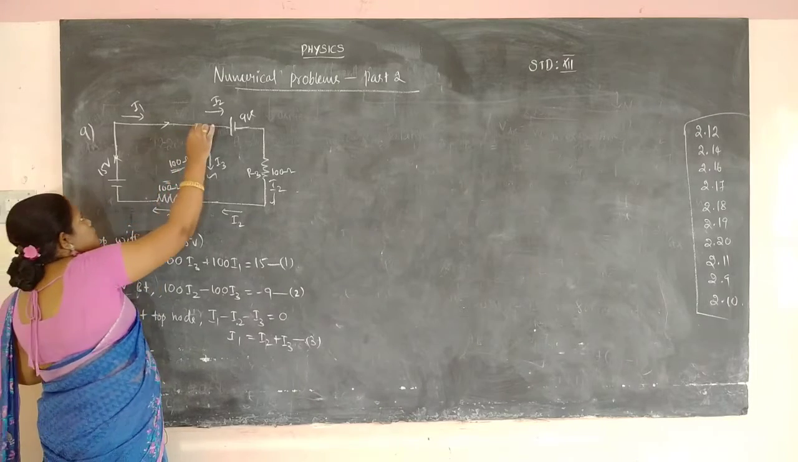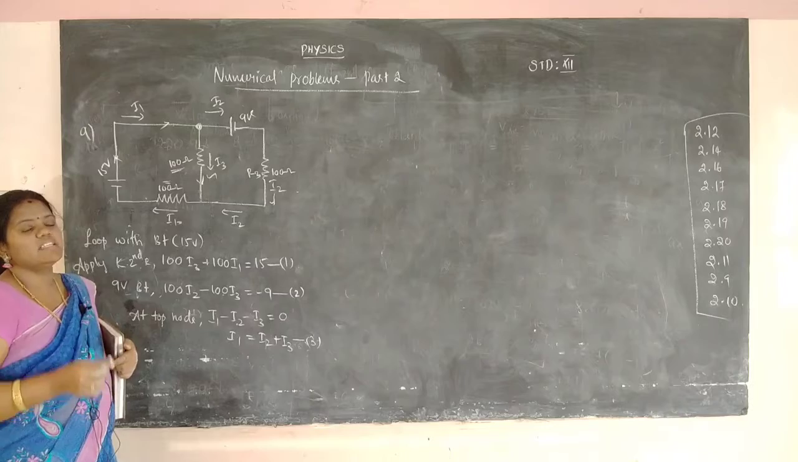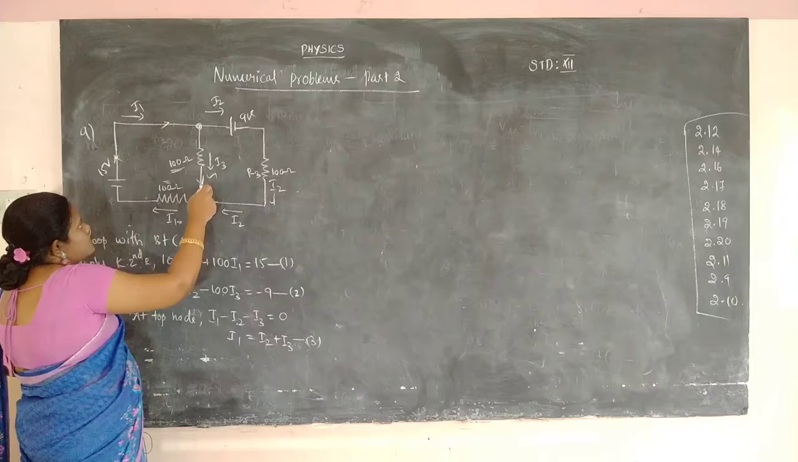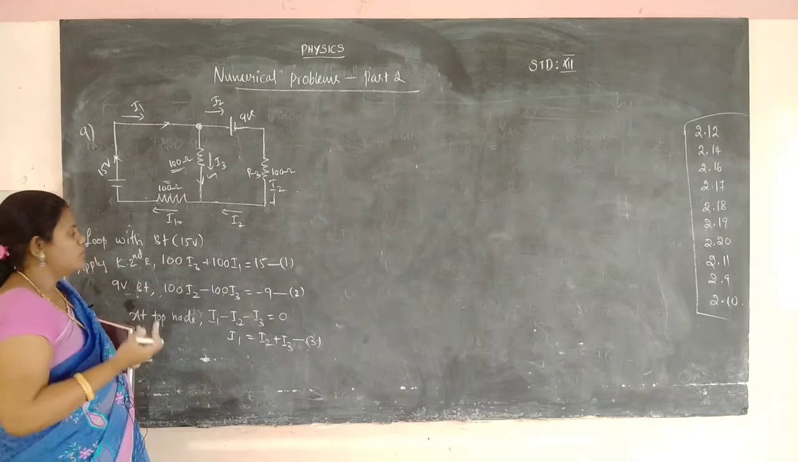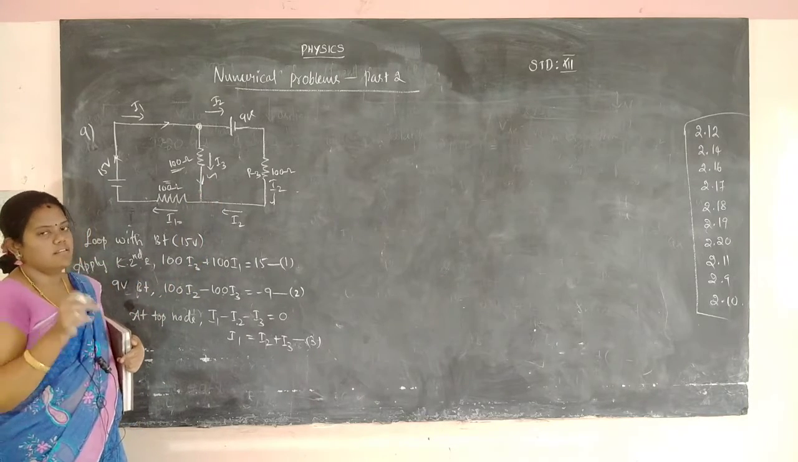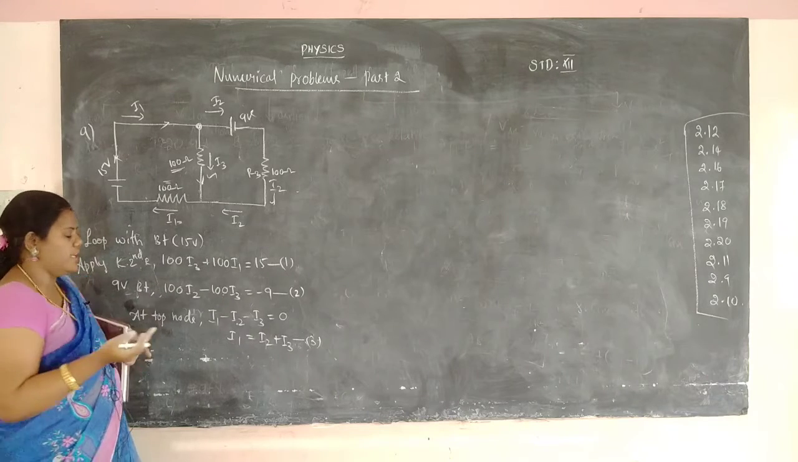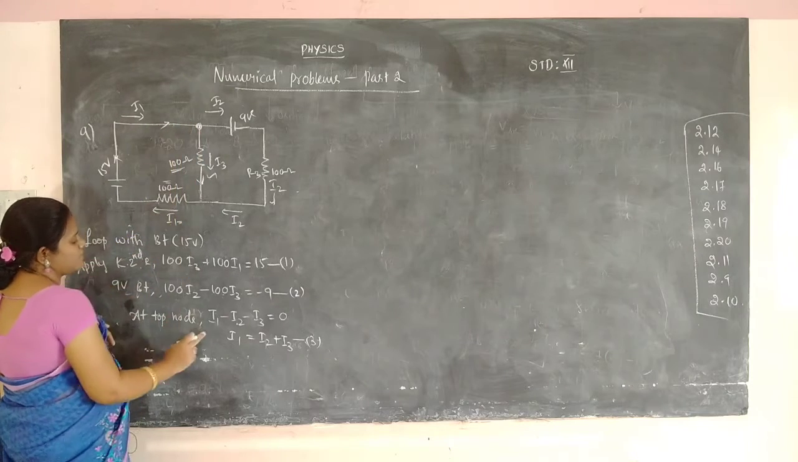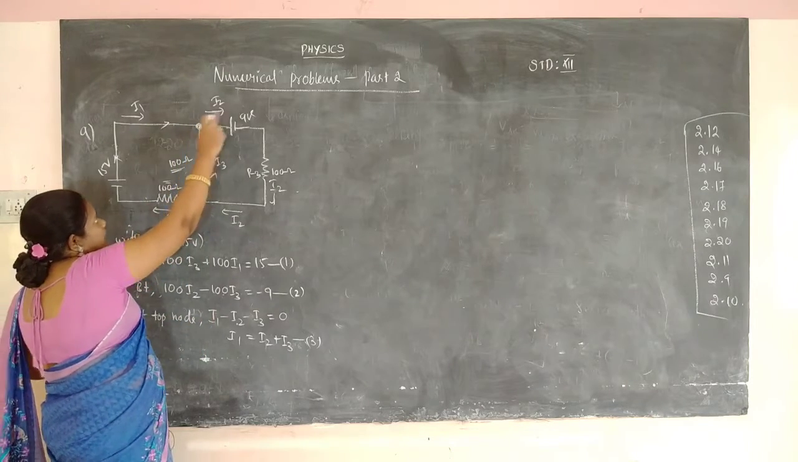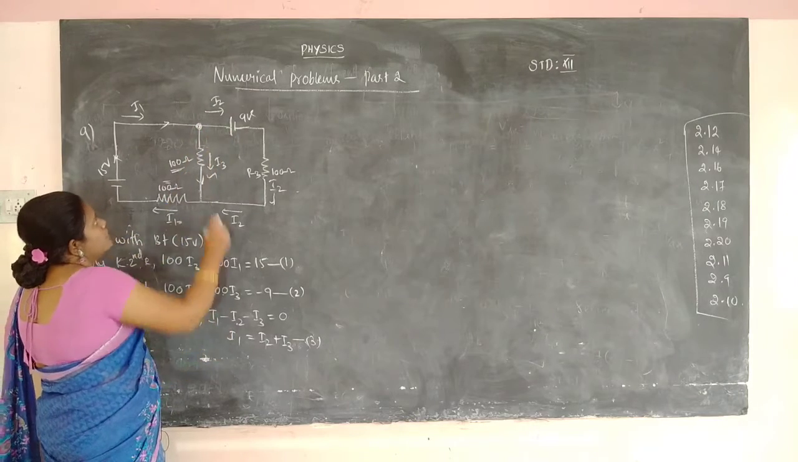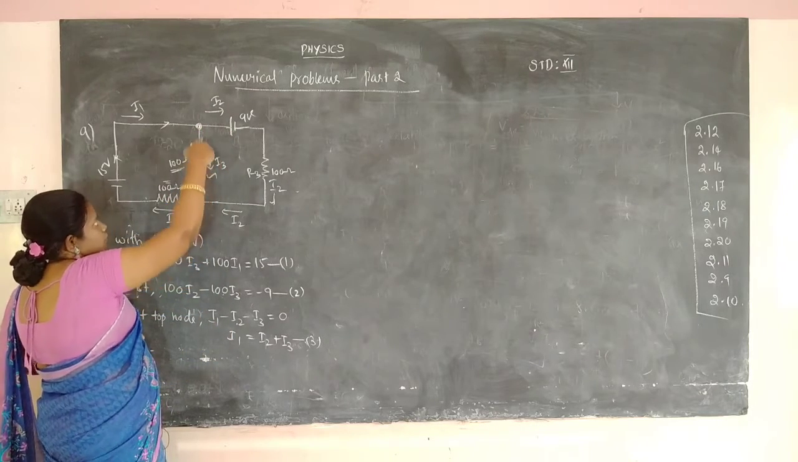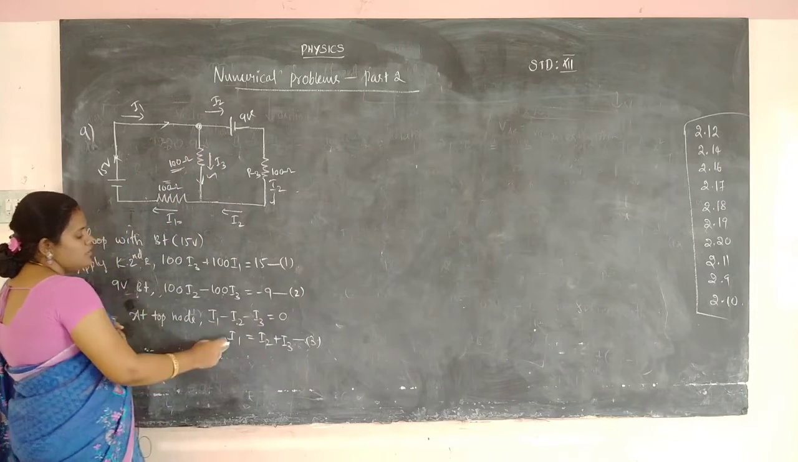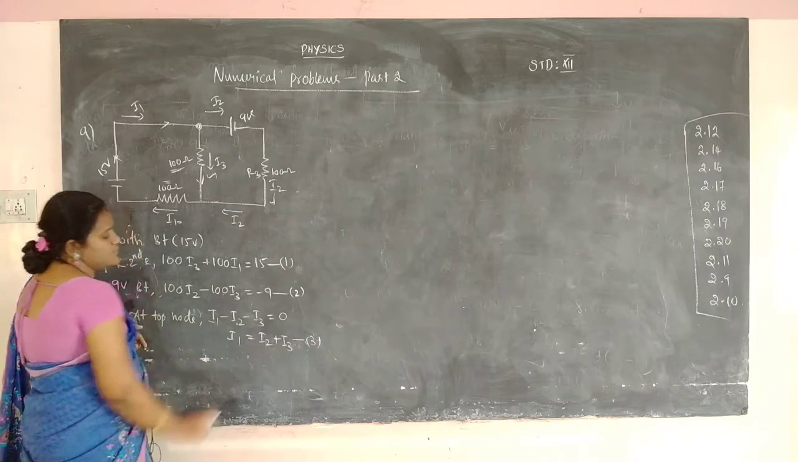Then, at the top node, we apply Kirchhoff's first rule. I1, I2 and I3 currents meet at the top node. Current entering is positive and current leaving is negative. I1 is entering the point, so positive I1. I2 and I3 are leaving the point, so minus I2 minus I3. So I1 minus I2 minus I3 is equal to 0, that is, I1 is equal to I2 plus I3. That is the third equation.